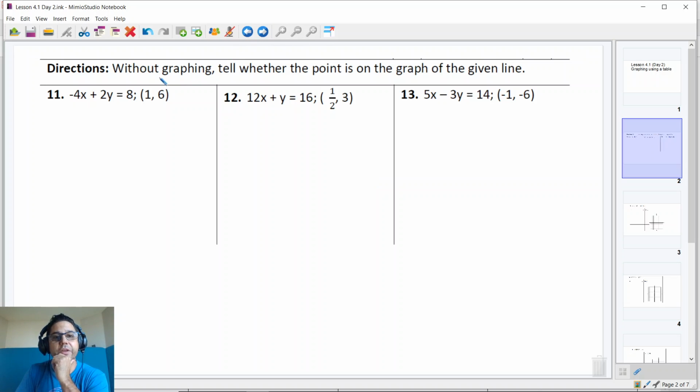All right, so it says, without graphing, tell whether the point is on the graph of the given line. So in other words, we're going to be looking for a true statement, like 5 equals 5, 3 equals 3. If we get a false statement, that's like 2 equals 5, 3 equals 1, then of course that would not be on the line.